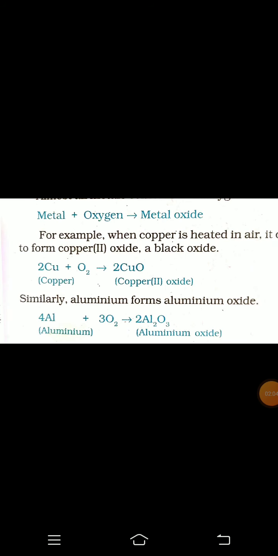You will observe that almost all metals combine with oxygen to form metal oxide. So there is a common reaction which you need to remember. It is metal plus oxygen gives metal oxide. It is very much easy. This is a common equation which we can apply for all the examples. Remember, when metal is burned in the presence of oxygen, it makes metal oxide.